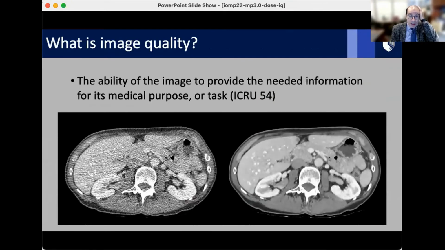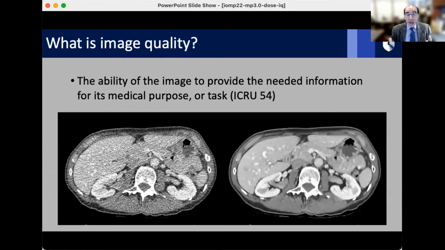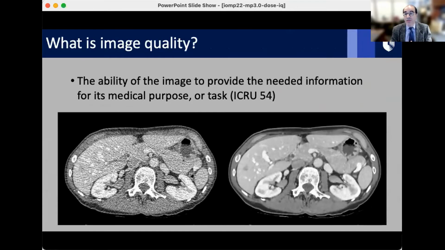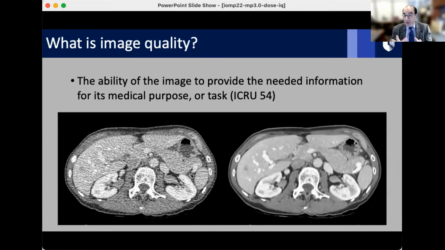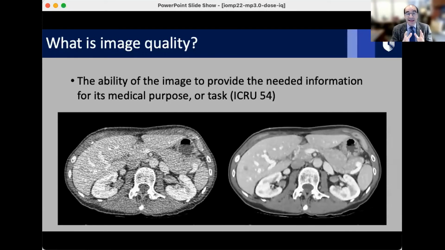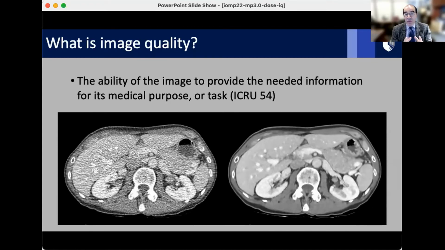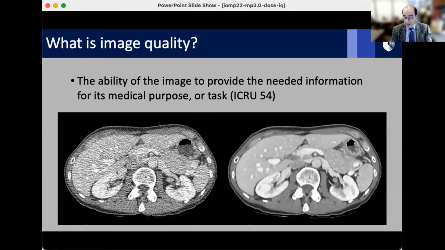So let me go back. One of the underlying problems with image quality that people rarely talk about: if you actually want to know what the actual image quality is, you should look at the ICRU report number 54. They beautifully define image quality in a patient-centric way, by the way. They say it is the ability of the image to provide the needed information for its medical purpose or task. That definition, even though I totally agree with it, creates a significant problem in the way we quantify image quality.